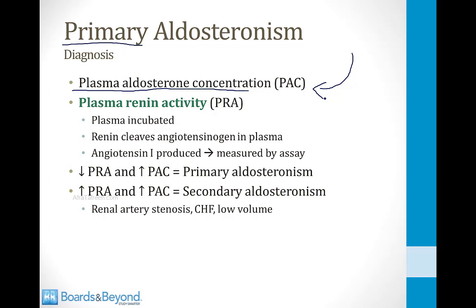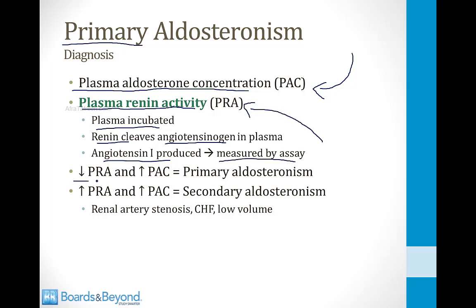The way you evaluate the renin-angiotensin system is by measuring something called the plasma renin activity. In this test, you take a sample of plasma and you incubate it. Any renin in the sample will cleave angiotensinogen in the sample, and angiotensin 1 will be produced, and the level of angiotensin 1 can be measured by assay, and this is called the plasma renin activity.